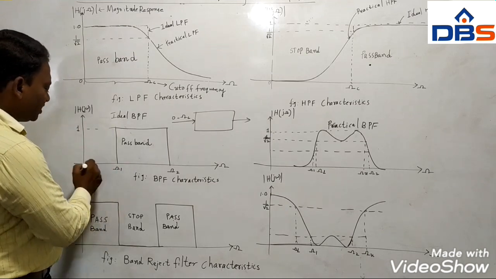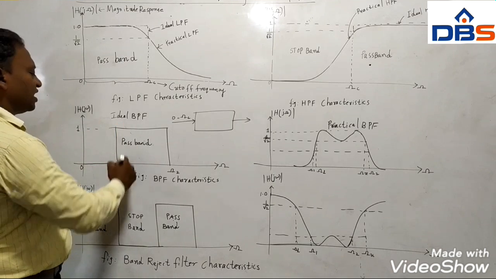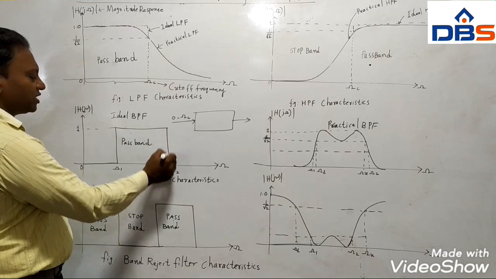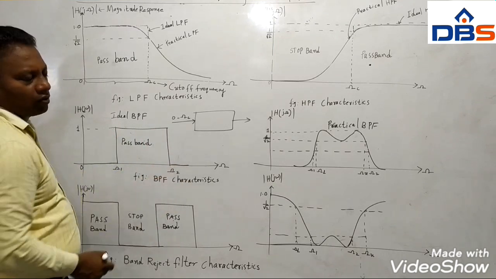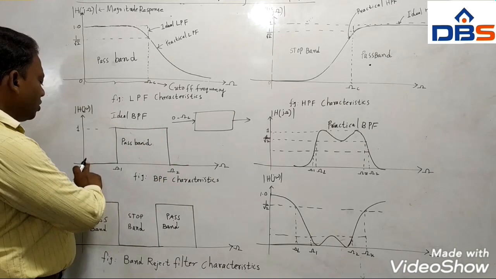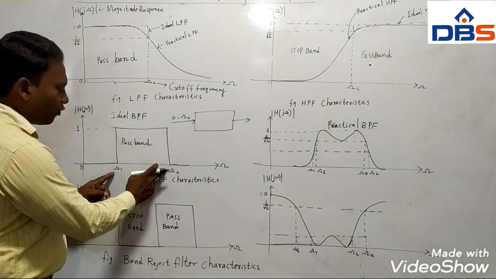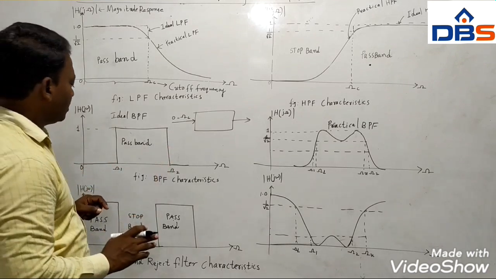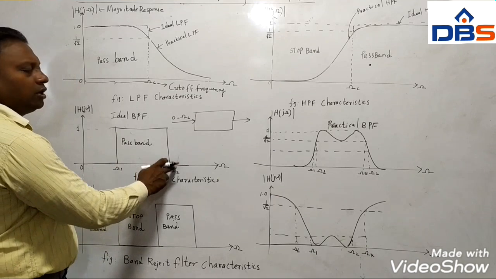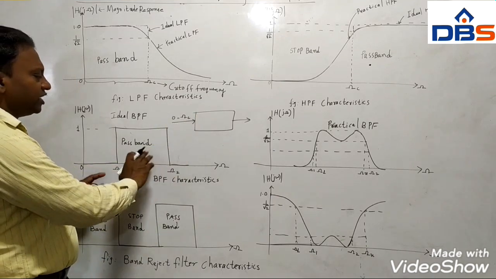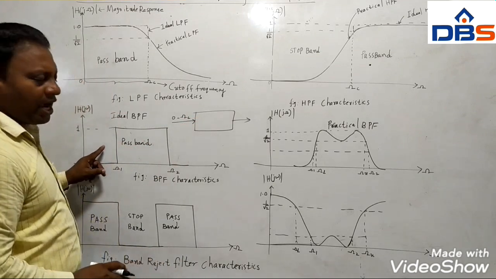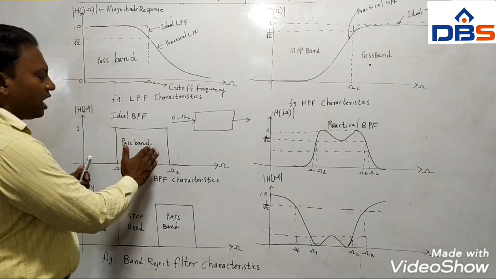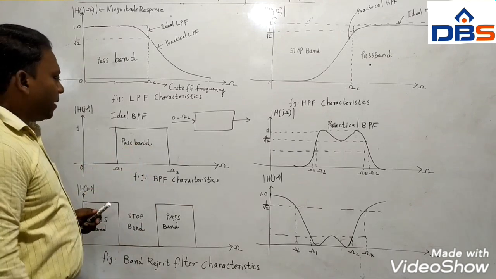This is ideal. Because it is ideal, the magnitude response suddenly jumps from 0 to 1, and at omega 2 the magnitude response suddenly changes from 1 to 0. So it passes only a band of frequencies from omega 1 to omega 2, and it stops all other frequencies, from 0 to omega 1 and from omega 2 to infinity. It is passing a band of frequencies and blocking all others. That is why it is called a band pass filter.